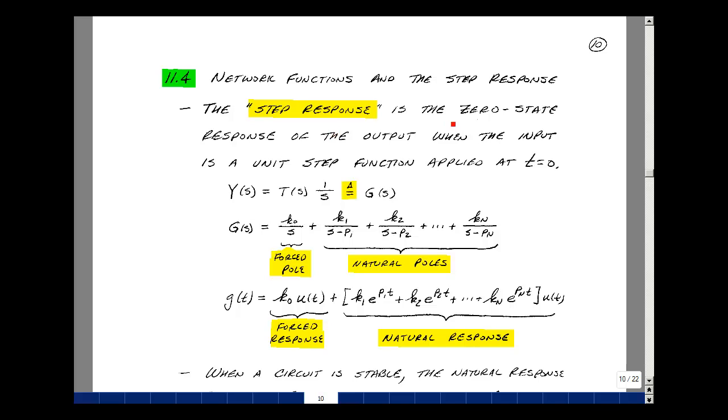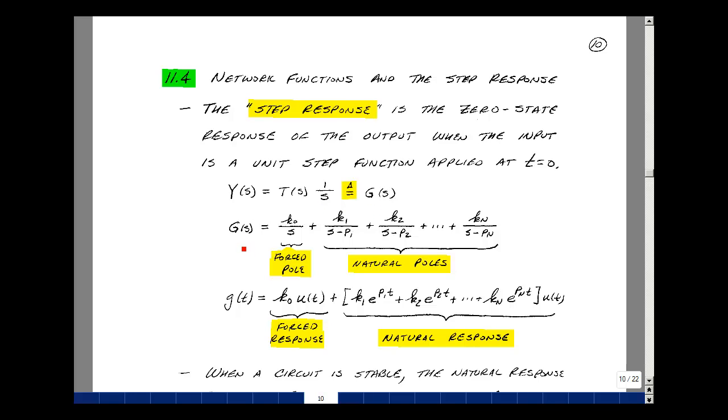The step response is the zero state response of the output when the input is a unit step function applied at t equals 0. In general, Y(s) is equal to T(s) times X(s), but here X(s) is our step function, which has a value of 1 over s. Let's define that to then be G(s).